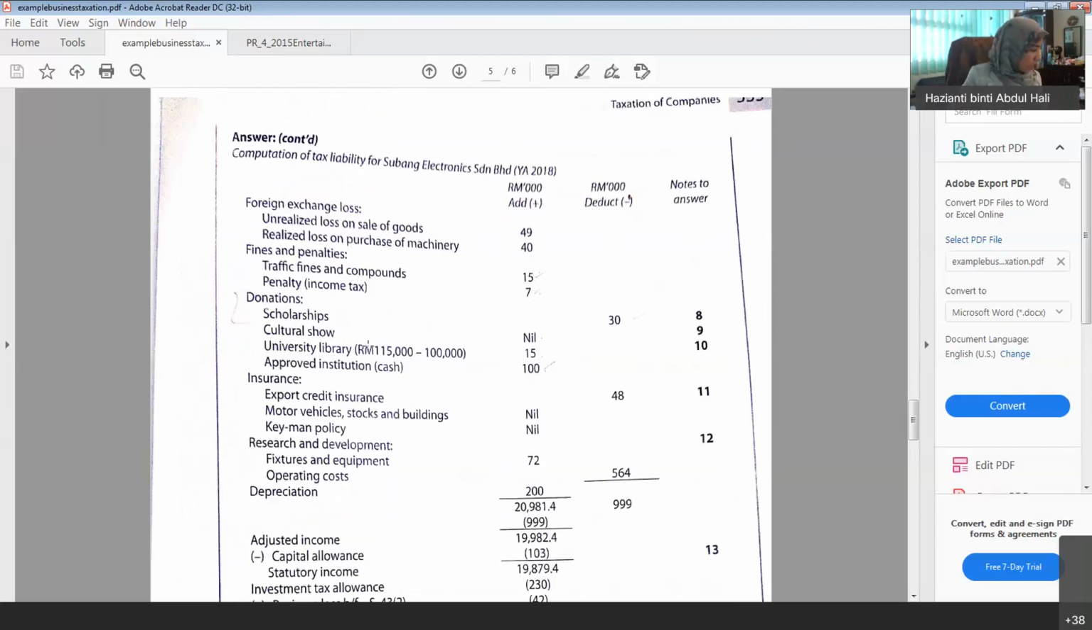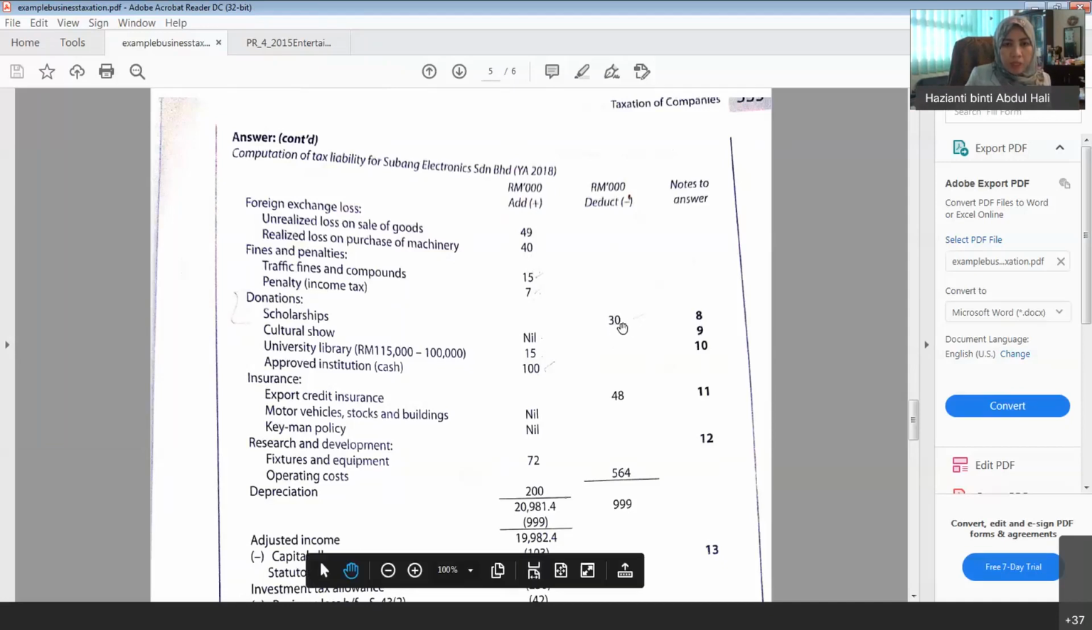Okay. Donation, dia bagi scholarship. Scholarship untuk training, double deduction. So 30, dia bagi scholarship tadi. Ini scholarship ni tadi. Scholarship. Okay, scholarship untuk student. 30,000. Okay, deduct balik because this one not taxable. Cultural show, tak kena tax juga.